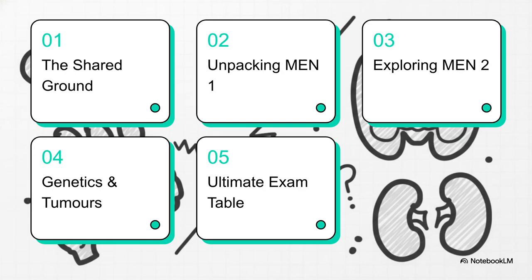Here's a quick look at our roadmap. We'll start with the shared ground. Neatly unpack MEN1 and MEN2, put their genetics in a head-to-head showdown, and finally synthesize the whole shebang into an ultimate exam review table. Let's get to it. Act 1.